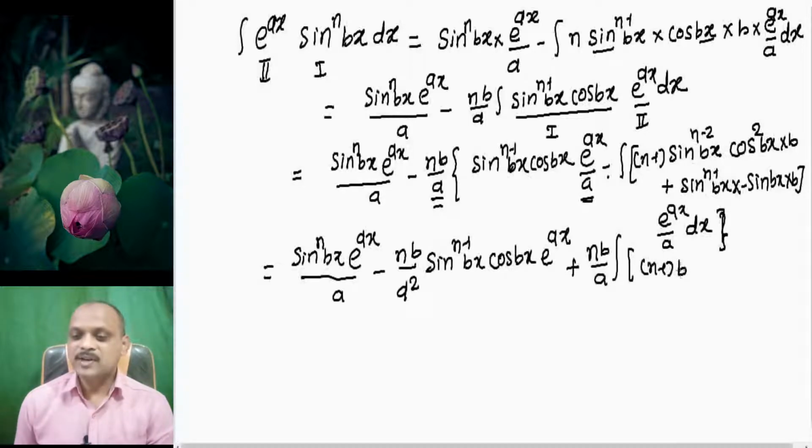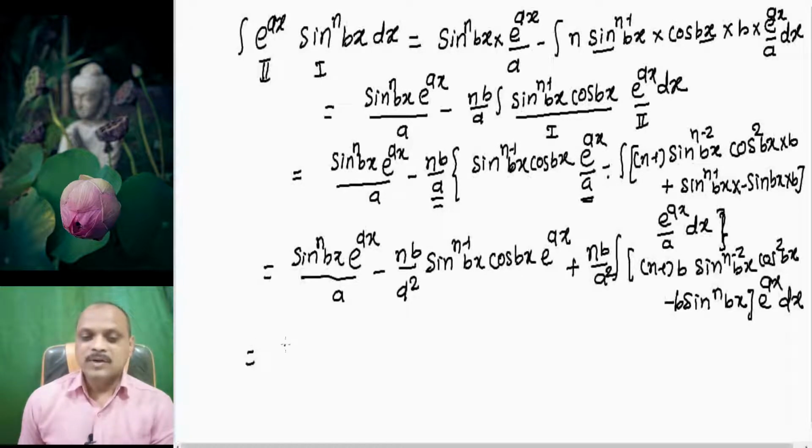n minus 1 into b sin raised to n minus 2 bx cos square bx and minus sin raised to n bx into this b into e raised to ax. We take this a outside this integration and it will be a square, e raised to ax into dx.